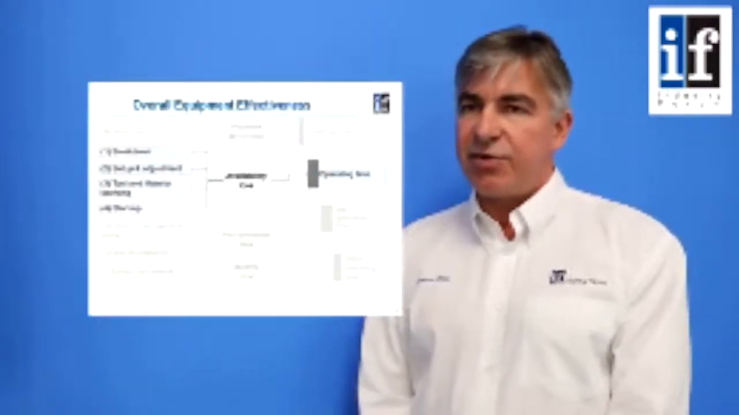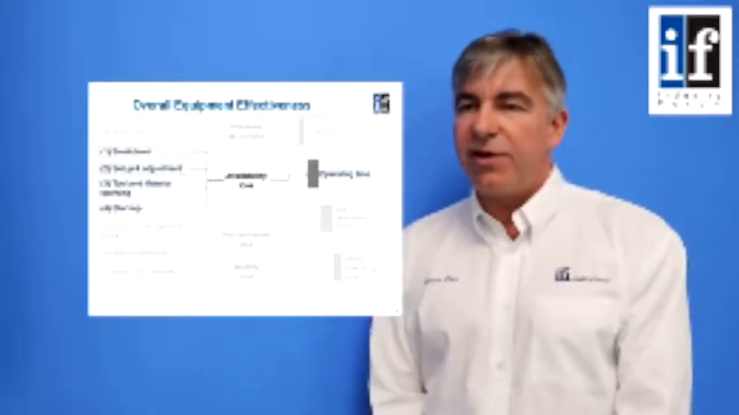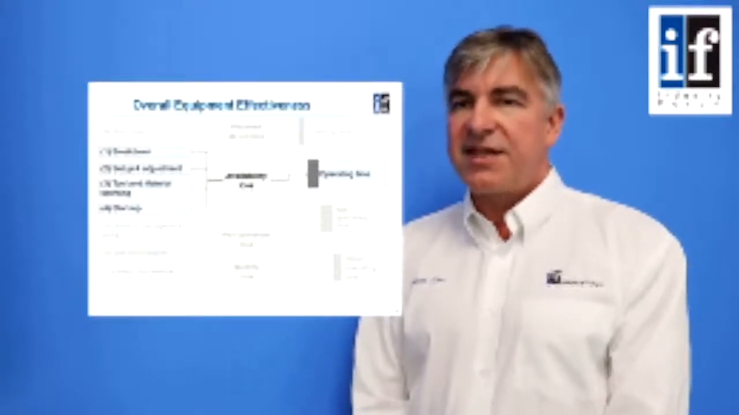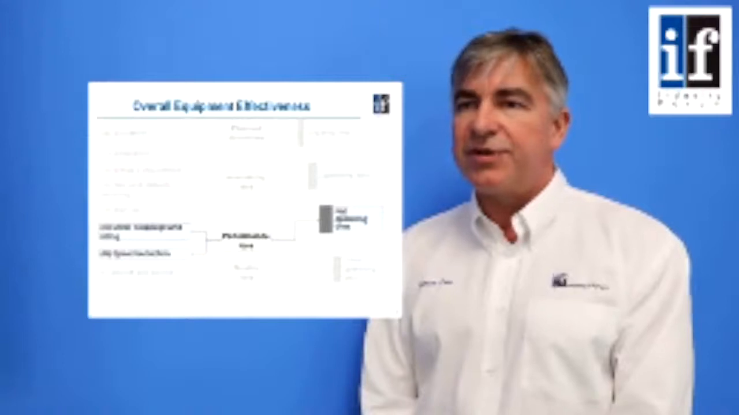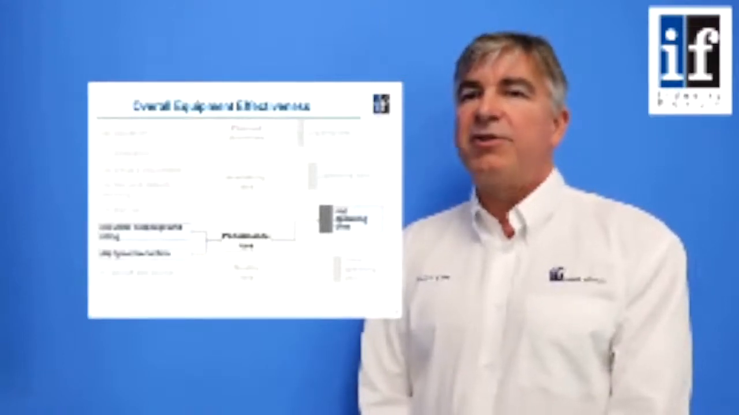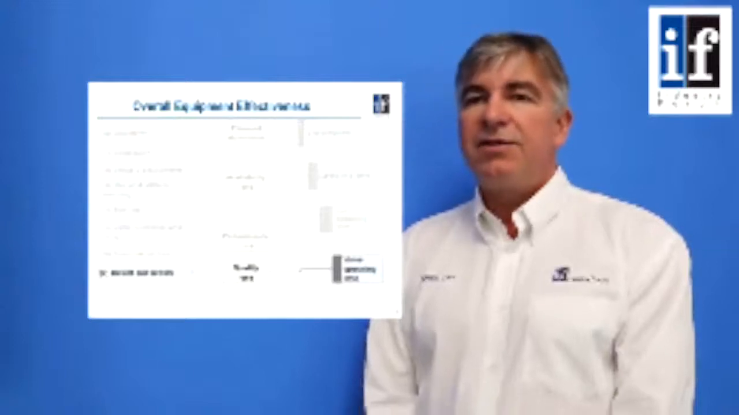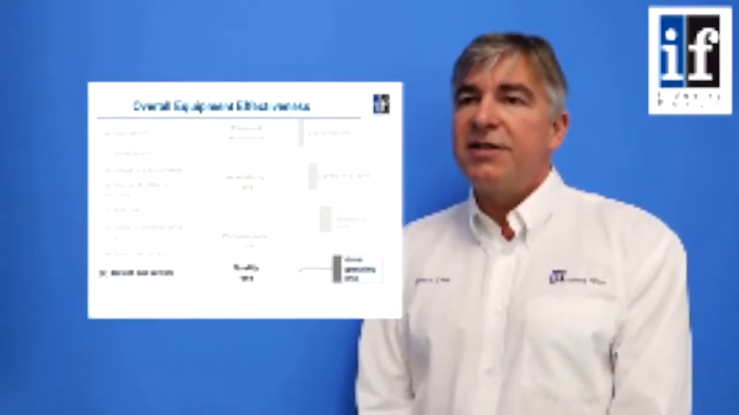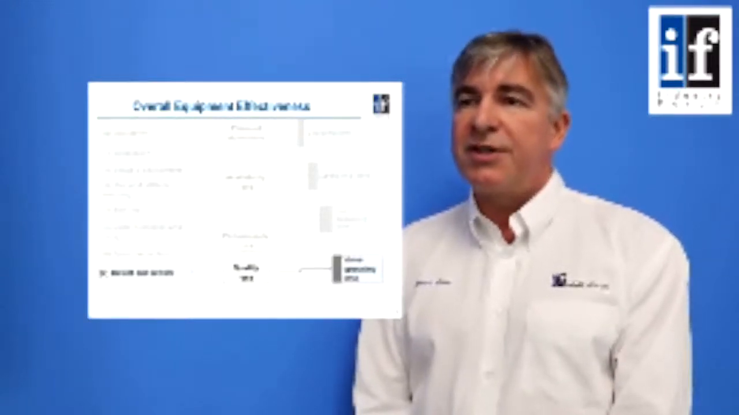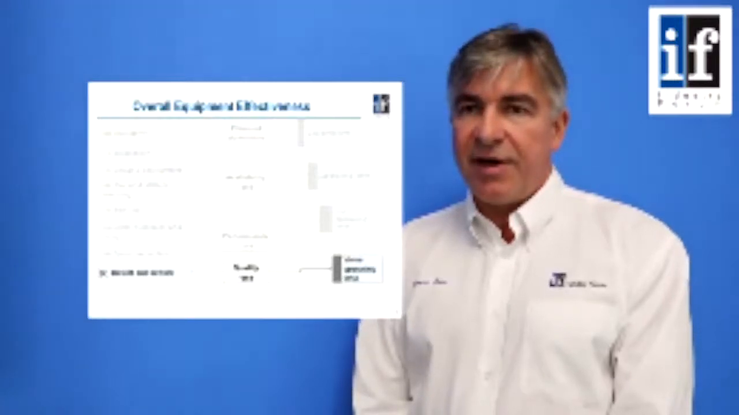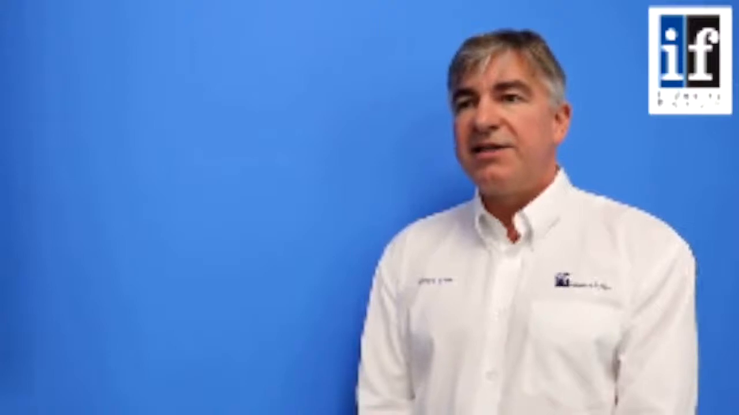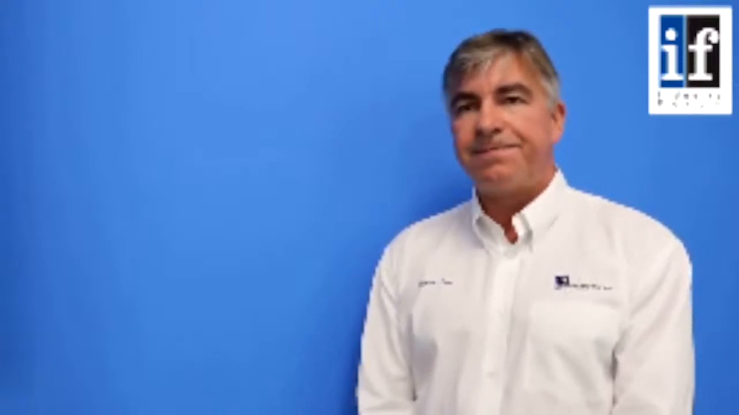Is the process running or not? And if not, what is the reason? The second component is performance, which considers whether the process is running at rate or if it's slower. The third component is quality, so what proportion of product is right first time. And this gives us 3 percentages, which multiply together to give OEE.